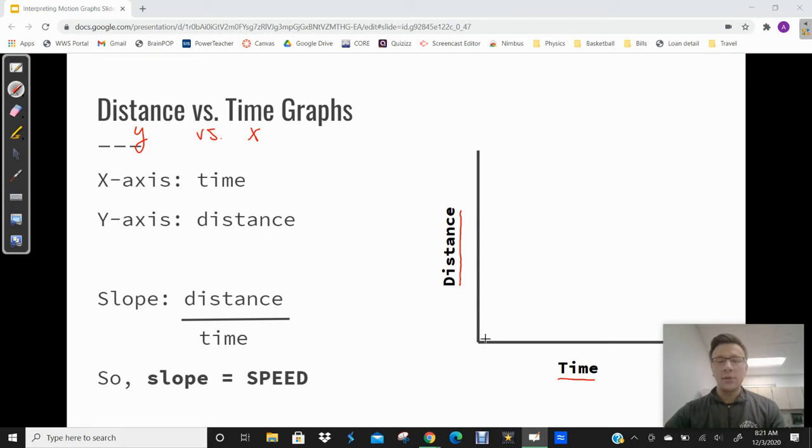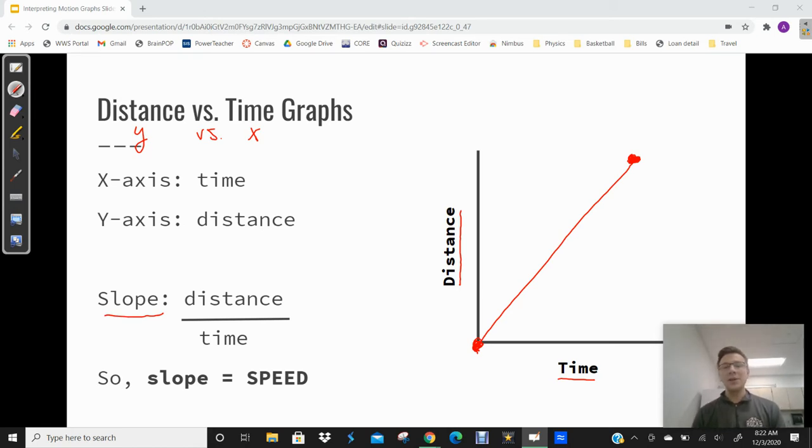Now, let's say I have a distance versus time graph that looks something like this. Well, we know that slope is equal to rise over run. So the rise in this case is distance and the run is time. We can calculate that by taking the final point on the y-axis minus the initial point on the y-axis, over the final point on the x-axis minus the initial point. So if I took this point and this point, the first point over here would be my initial point, and this one over here would be my final point. So slope ends up becoming distance over time.